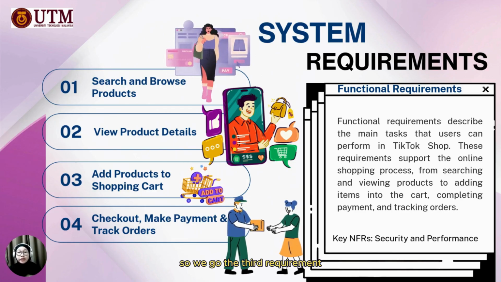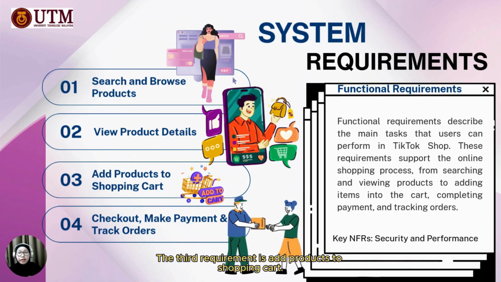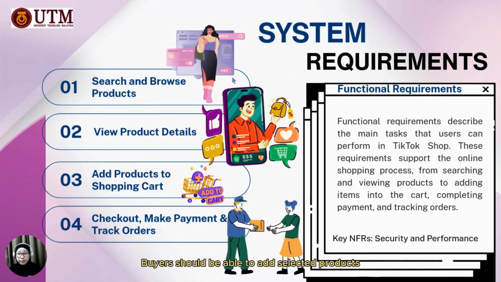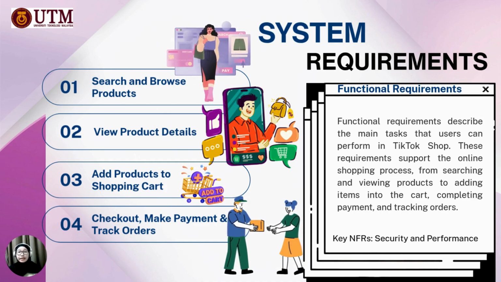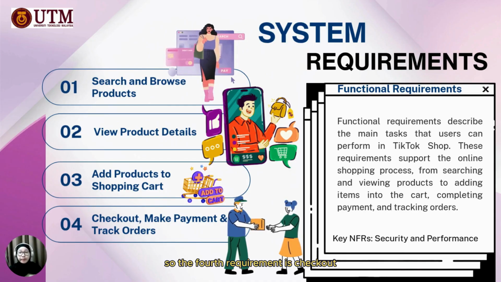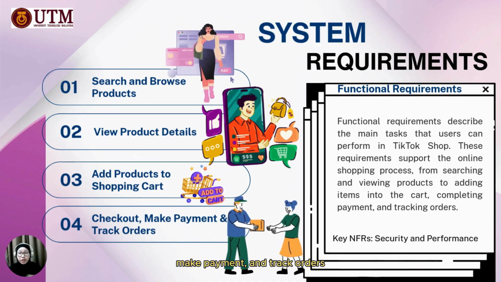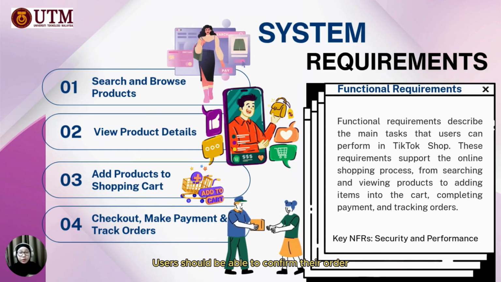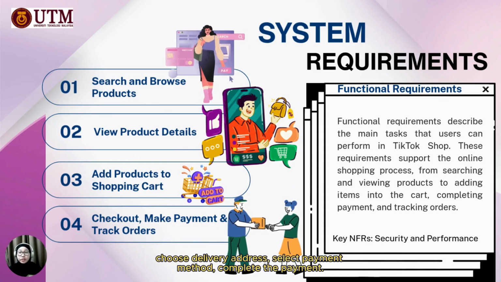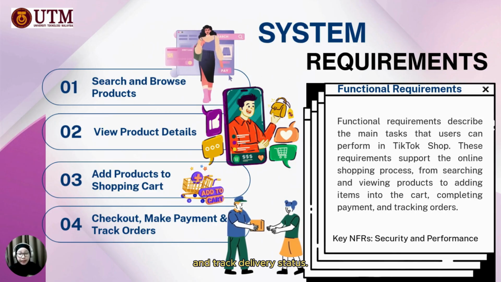So we go to the third requirement. The third requirement is add product to shopping cart. Buyer should be able to add selected product into the cart before their checkout. So the fourth requirement is checkout, make payment and track order. User should be able to confirm their order, choose delivery address, select payment method, complete their payment, and track delivery status.